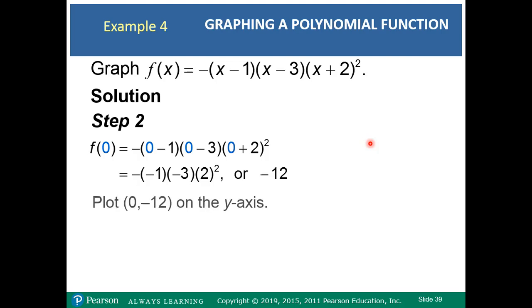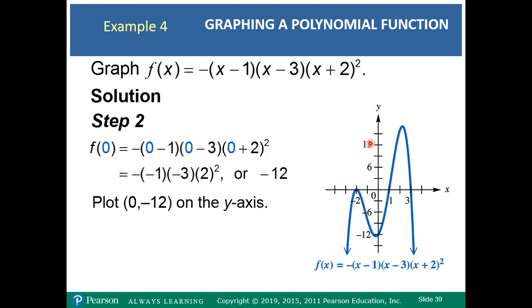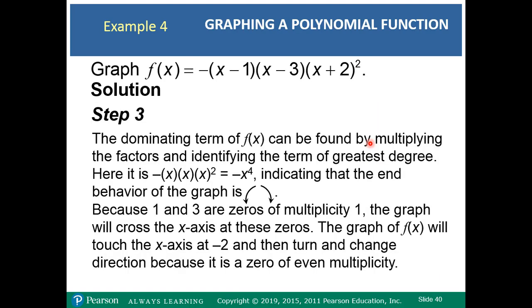Okay, so there's our points, right? There's the y-axis. And of course, we know that, again, it's going to give us negative x to the fourth, right? Just by what we just did. And so it's going to go down in both directions.